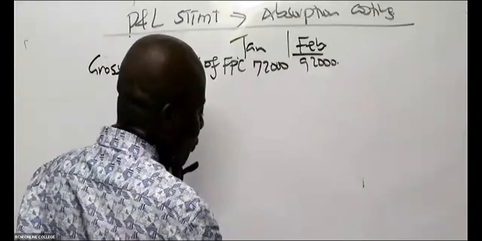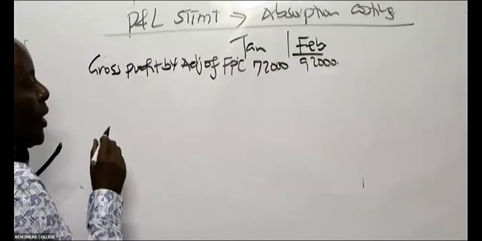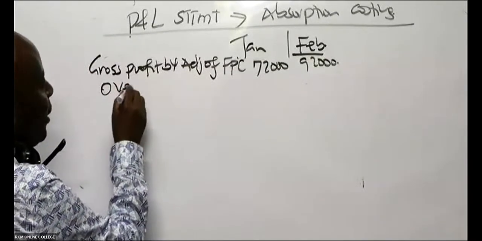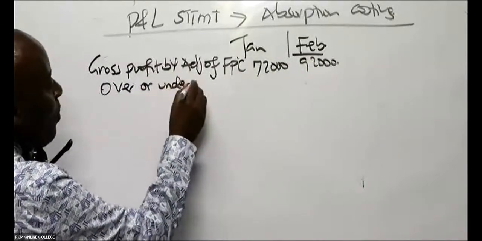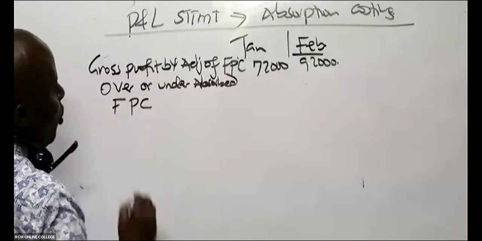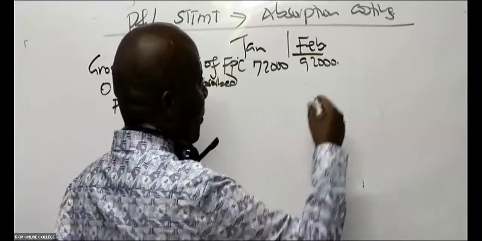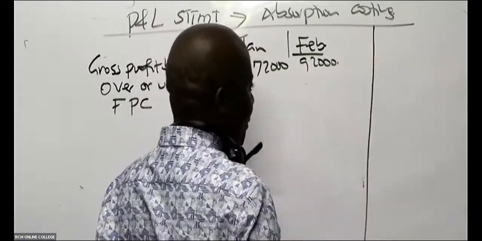Now once you have gotten this gross profit before the adjustments, now you need to come and adjust for the fixed cost, where we'll talk over or under absorbed fixed production overheads or fixed production costs. We'll just do a very, very small statement by the side.